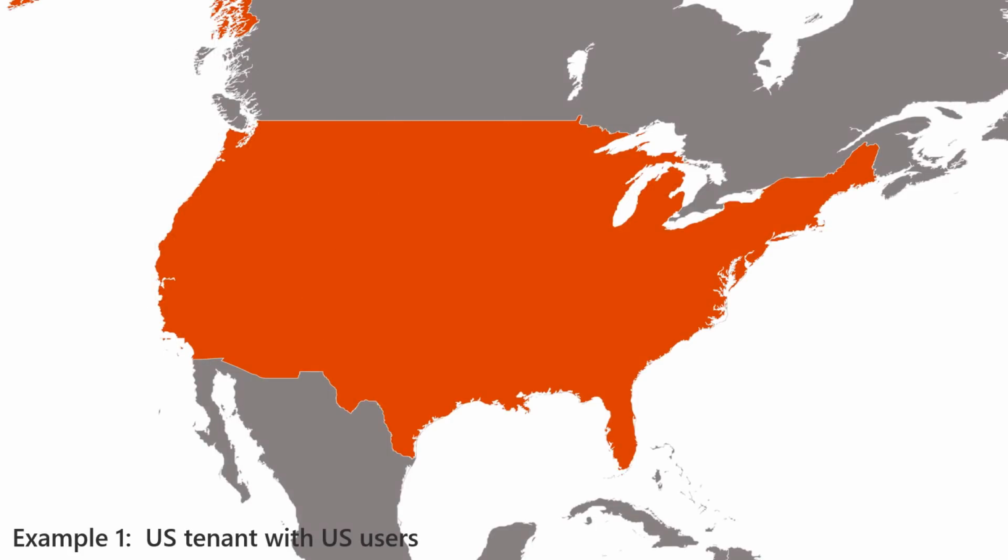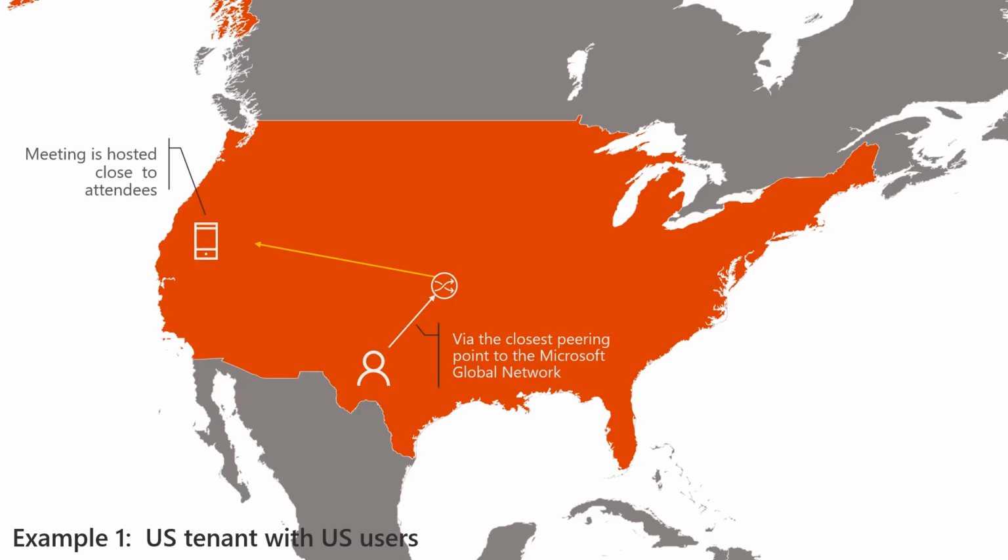And here we have an example. In this example, we have a customer. They have their tenant in the US, and in this meeting, only US users are going to join. So we have here some users. Each of the users will go to the closest peering point to the global Microsoft Office 365 network, and from there, this user is connected to the conferencing service in the same region. And we have more users joining, and all these users now have a local meeting.